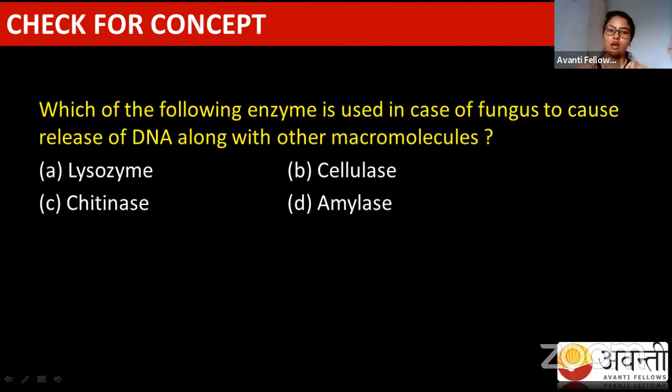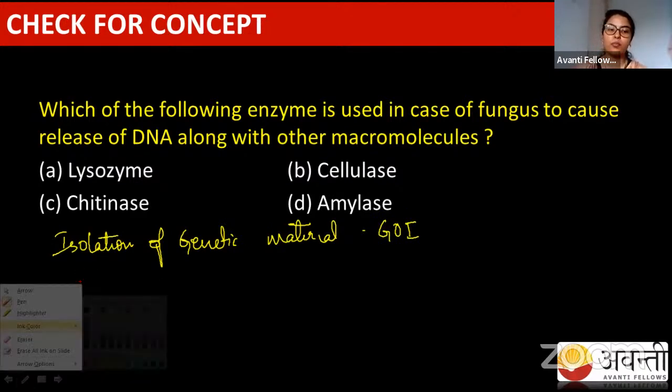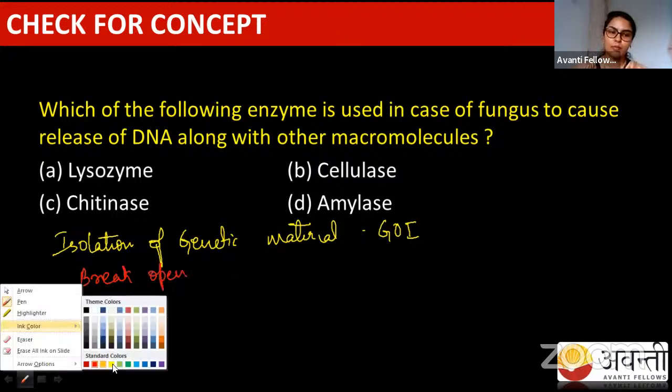Okay, so let's discuss now. Which of the following enzymes is used in the case of fungus to cause the release of DNA? This comes under the process called isolation of genetic material, or in other words, the gene of interest. For this, what do we have to do? First, we have to break open the cell. There are cell walls and cell membranes. We have to break it all.